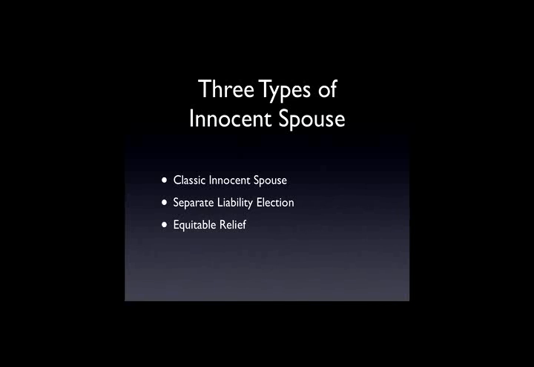The second type of innocent spouse is called a separate liability election, and what that means is that if you don't qualify for classic innocent spouse, then you can apply for what's called a separate liability election. If you currently have a joint liability, you can apply to have that joint liability separated as if you had both filed married filing separate returns. So let me give you an example of how that might apply.